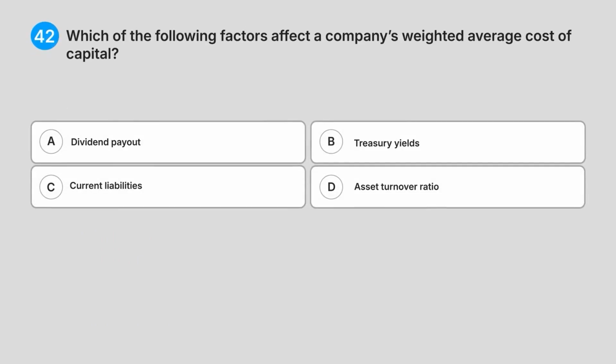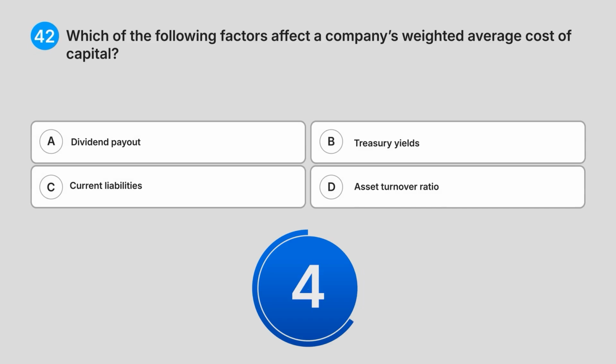42. Which of the following factors affect a company's weighted average cost of capital? A. Dividend payout. B. Treasury yields. C. Current liabilities. D. Asset turnover ratio. What do you think is the answer?